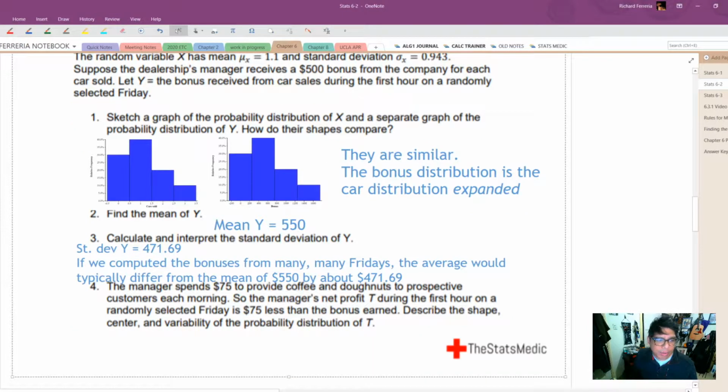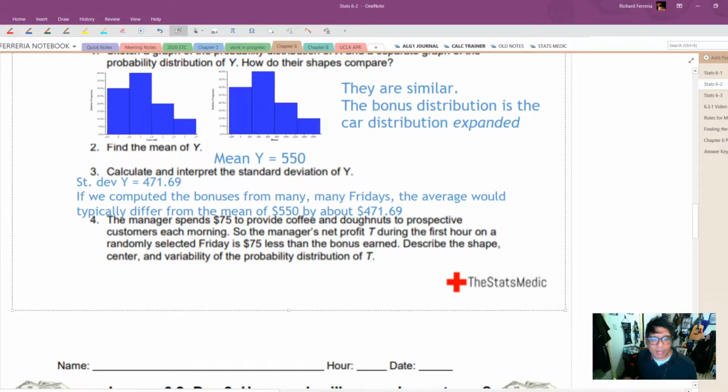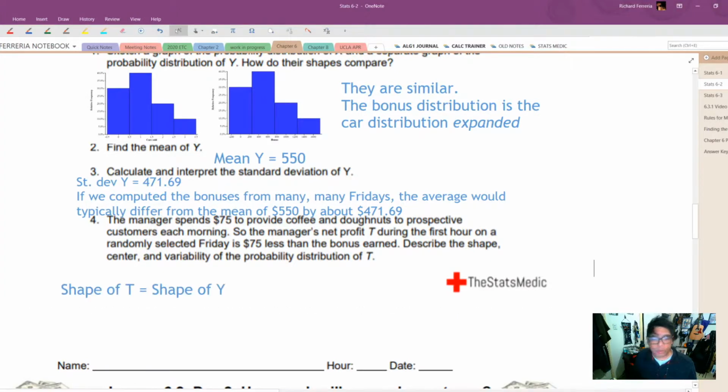Now lastly here, the manager spends $75 to provide coffee and donuts to prospective customers each morning. So the manager's net profit T during the first hour on a randomly selected Friday is $75 less than the bonus earned. Describe the shape, center, and variability of the probability distribution for T. First off, the shape of T is going to be exactly the same as the shape of Y.